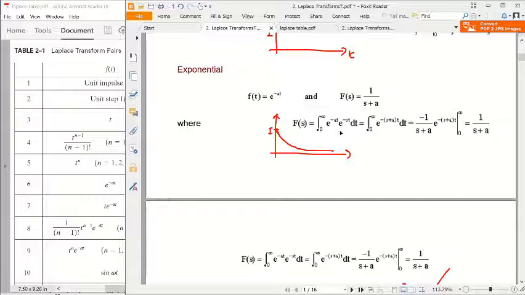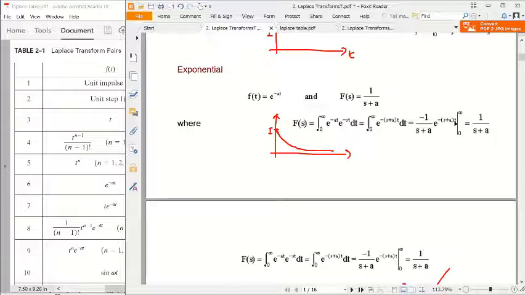Okay, so let's start the function. You have this function multiplied with e to the power minus st, or you can group this together to become s plus a multiplied by t. Then you integrate this function. When you integrate, you get minus 1 divided by s plus a, the term inside here, multiplied by this function again, and then you take the limit from 0 to infinity.